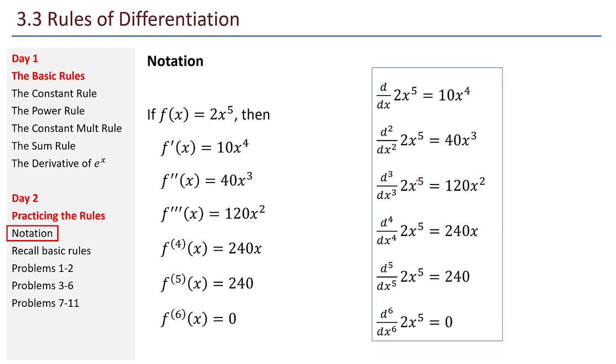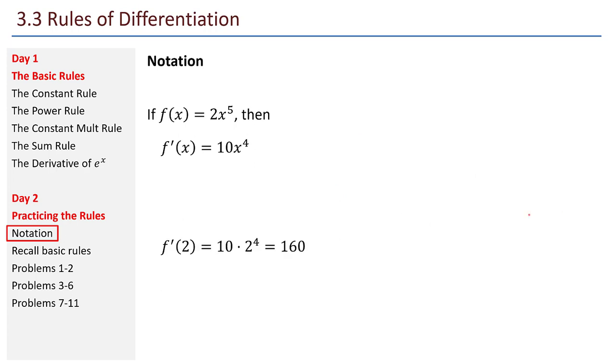There's a corresponding notation using the d over dx notation. I have my first derivative, that is the d over dx of 2x to the fifth. The second derivative, we read this d2 dx2, and then d3 dx3, the third derivative, fourth derivative, fifth derivative, sixth derivative, and so on. What if I want to evaluate a derivative at a point?